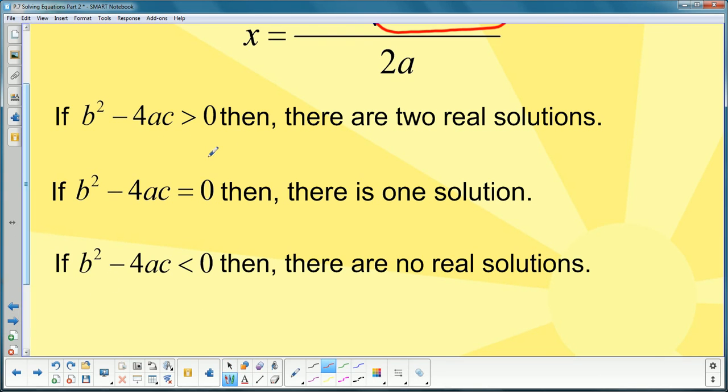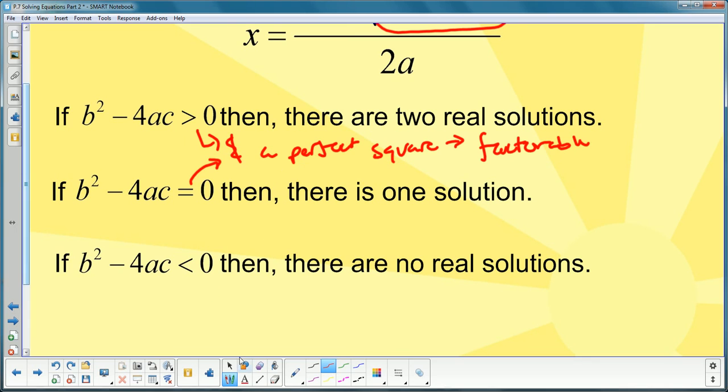But if we look at if it's equal to 0, or if it's greater than 0 and a perfect square, that tells us it's factorable. Okay, so that is one of the most useful things about the discriminant. If it's greater than 0 and a perfect square, it's factorable, or if it's 0, it's also factorable.